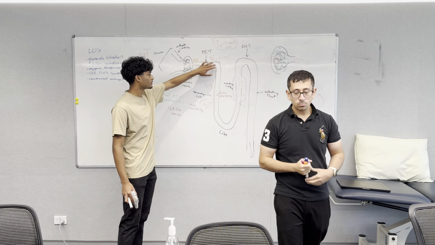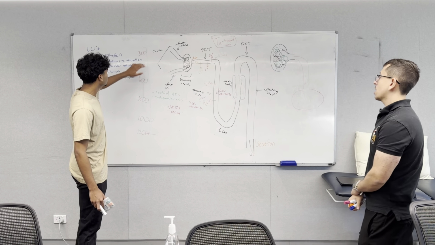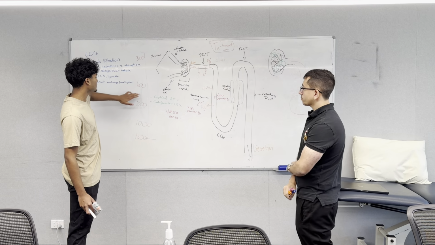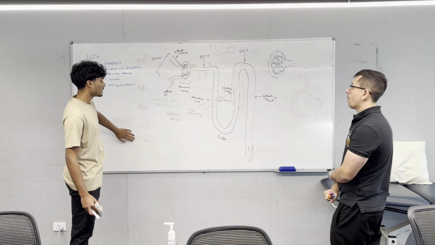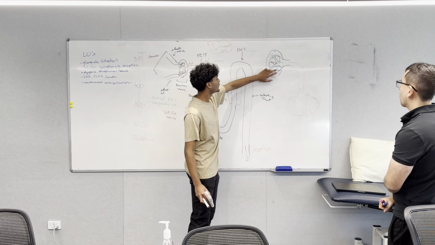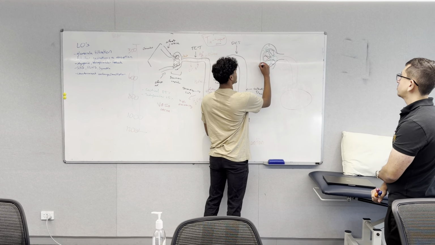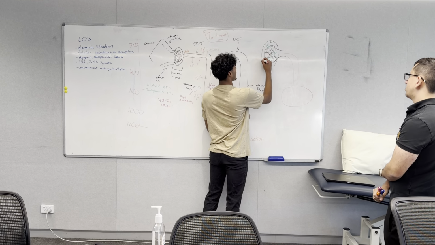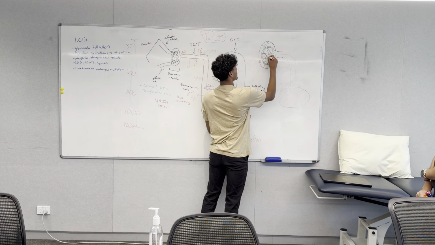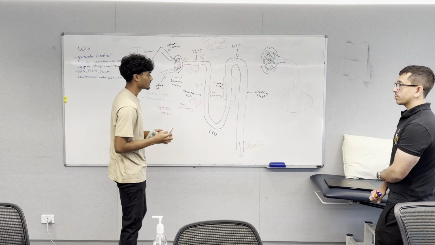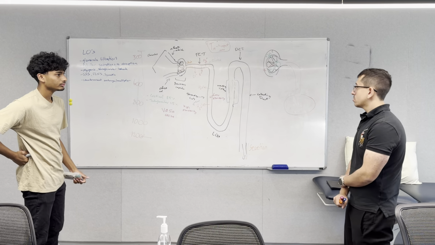So inside this loop, you'll notice that the osmolarity will increase. Usually these are the numbers you'll see. When we talk about inside, it'll start off at 300 outside, and as it moves in, it gets more concentrated, so it'll be around 1200 in there. Exactly what we just talked about.